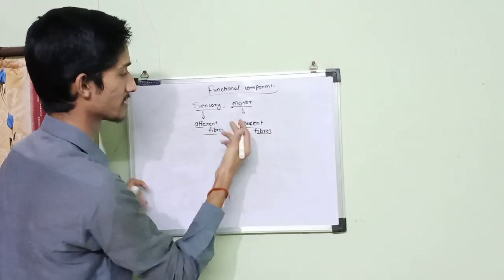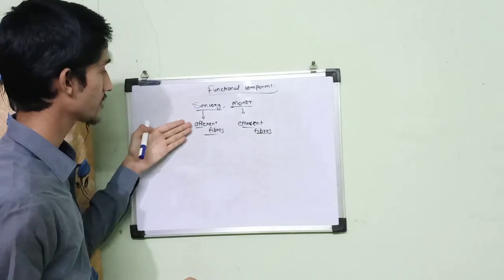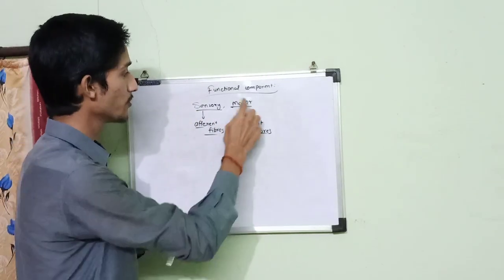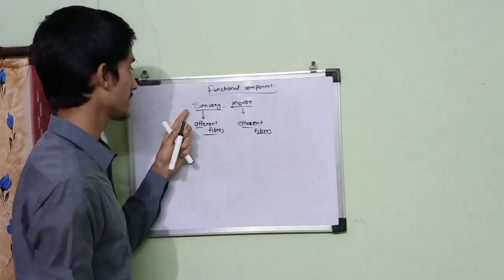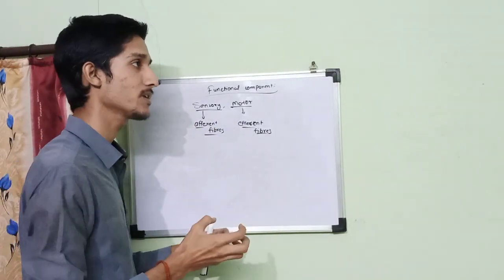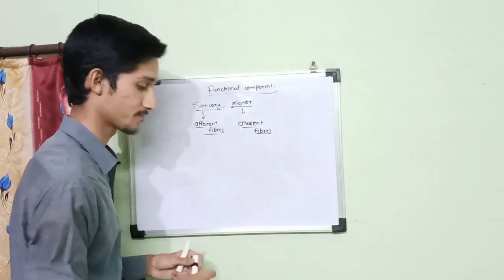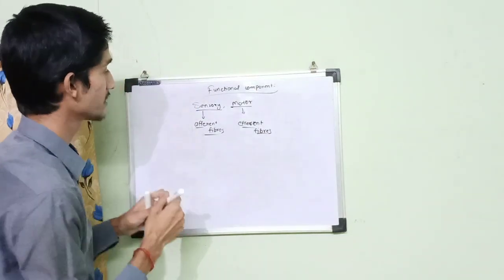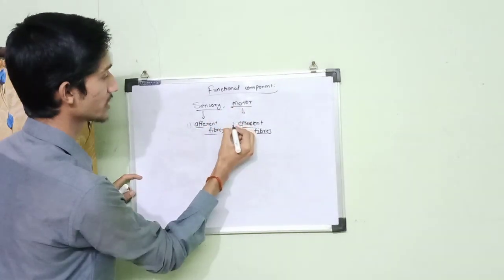This is basic, nothing new. So motor nerves are also known as efferent fibers, sensory are also known as afferent fibers. Motor nerves carry impulse towards the organ, sensory nerves take impulse from the organ and convey it to the brain or spinal cord. So first basic, sensory is known as afferent, motor is known as efferent.